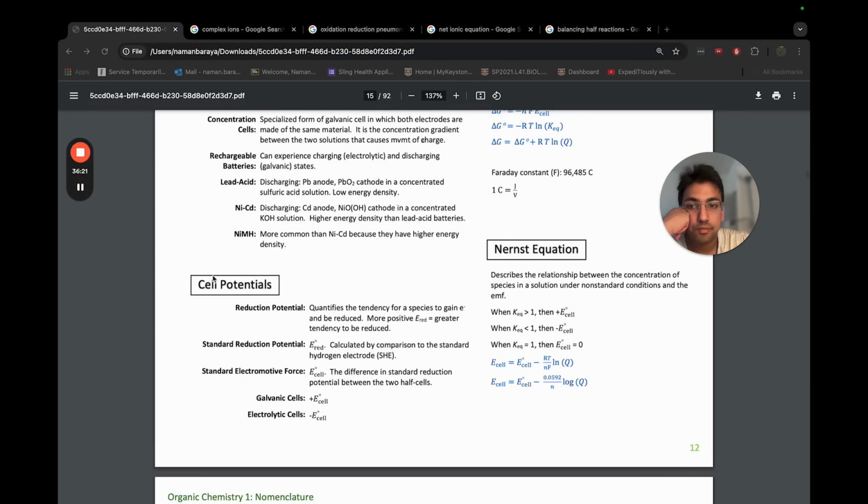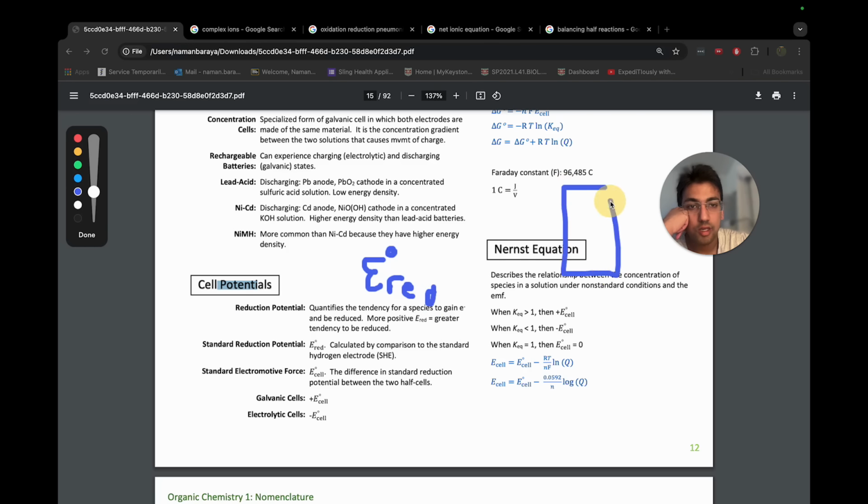Okay, now we have cell potential. There's reduction potential, and reduction potential just quantifies the tendency for a species to gain electrons and be reduced. So something that is really willing to accept electrons has a high reduction potential. If it does not really want electrons, or usually wants to give away electrons, then it has a low reduction potential. So a standard reduction potential, that's what this is, right? And this is E reduction, and basically it's just a chart that tells you this is very high on reduction potential, this is very low.